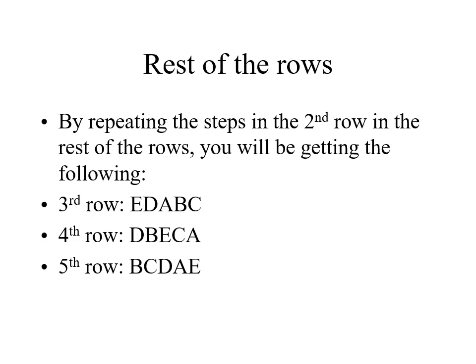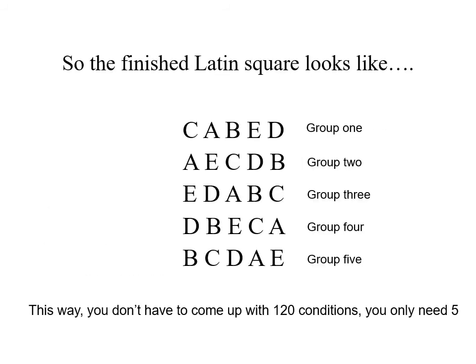Okay, if you didn't get that, you can go back to the slides until you figure it out, or you can try to Google how to construct a Latin square. Okay, so now your finished Latin square is going to look like this. Group 1 is that, and group 2 is this, and so forth. This way you don't need to have 120 groups. You only need 5 orders.